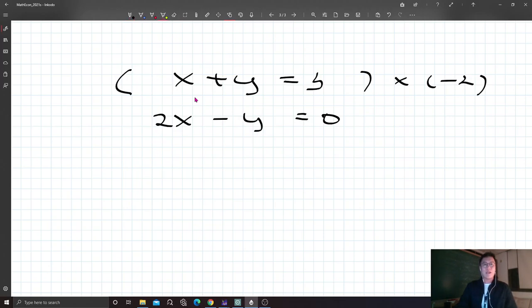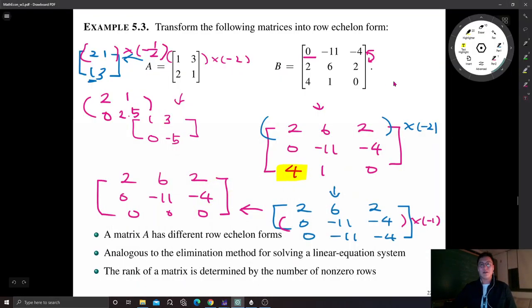Then we can eliminate this x so that we can find the value of y. And then we can substitute the value for y in order to find the value of x, the solution to this linear equation system, right? So this echelon form transformation is very similar to that elimination method.